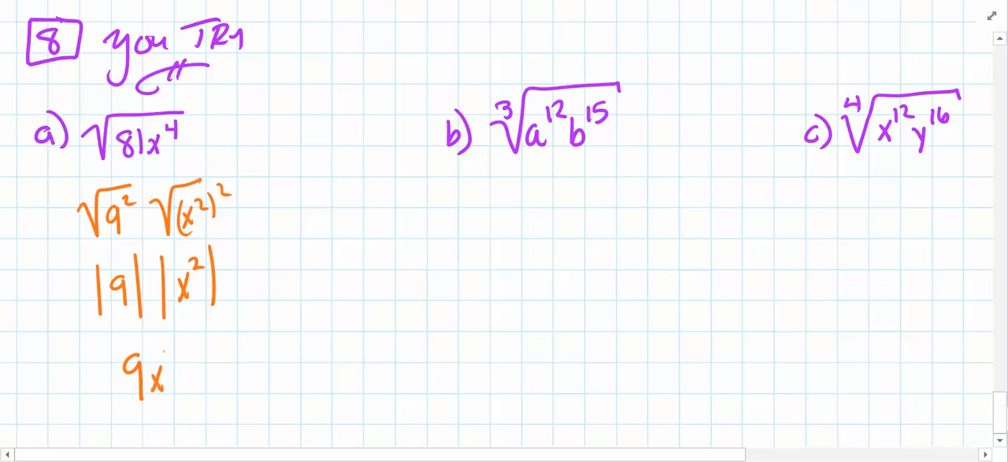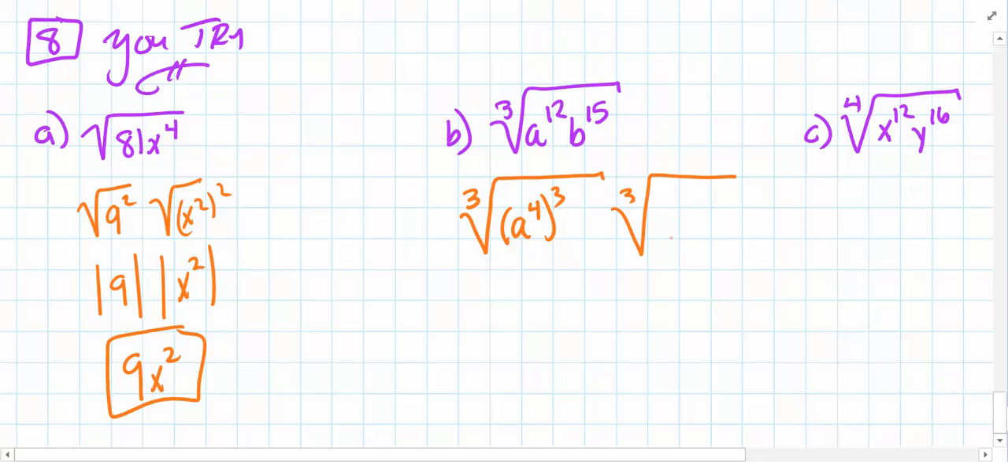Part B. What do we do here? Anybody? Yeah, go ahead, Jake. So you have to say 3 and then add a to the something to the third, so that becomes 4, and then b to the fifth, all to the third. Okay, good. And then a to the fourth is always going to be a to the fourth. And then you have to put b to the fifth in absolute values because it could be different.